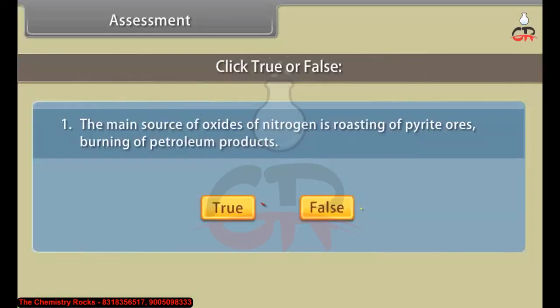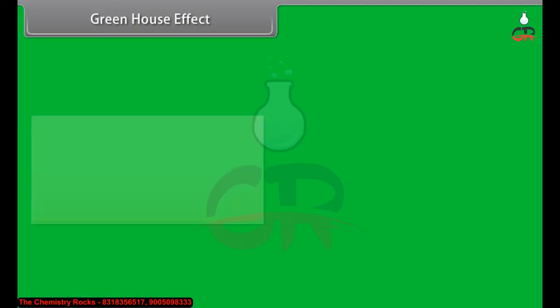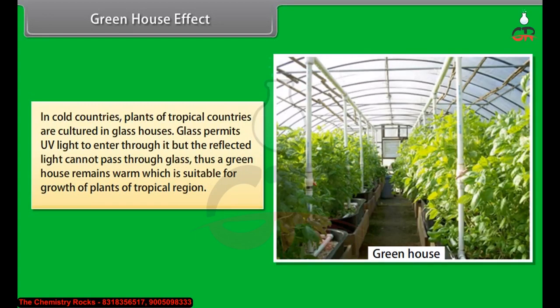Greenhouse effect. In cold countries, plants of tropical countries are cultured in glass houses. Glass permits light to enter through it, but the reflected light cannot pass through glass. Thus, a greenhouse remains warm, which is suitable for growth of plants of tropical regions.